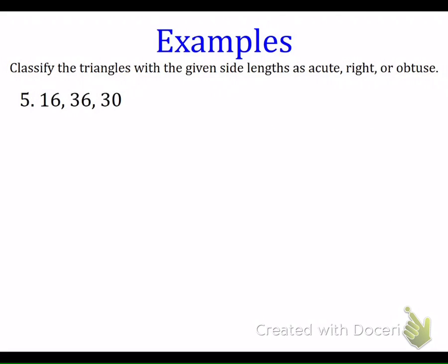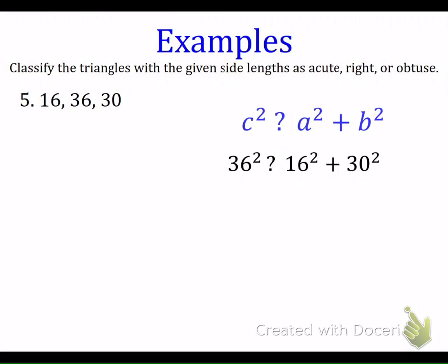Number 5. All right, which one needs to be by itself? The 36. Careful, sneak the big one in the middle. All right, so we got 36 squared, not sure. 16 squared, 30 squared. It doesn't matter how you put the A and B. The A and the B don't matter. Addition is commutative, so it'll end up being the same thing.